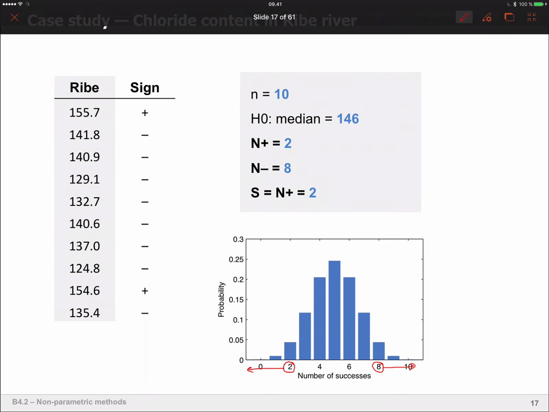So if we calculate the height of these bars and sum up, we will get the p-value for our null hypothesis. And the p-value is 0.10, almost an 11% chance to get a sample with only 2 pluses and 8 minuses if, in fact, for the population it should be 50-50. Okay, so in this case we cannot reject our null hypothesis, of course.